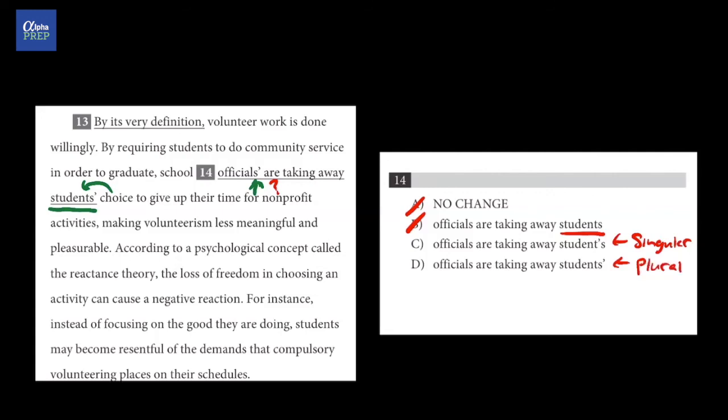And our job now is to figure out, should students be singular or plural in this sentence? And if we take a look closer to the beginning of the sentence, they mention students, plural. So by requiring more than one student to do community service, we're referring to multiple students here, and so the apostrophe should come after the S. And D is our correct answer. And that's all on apostrophes.